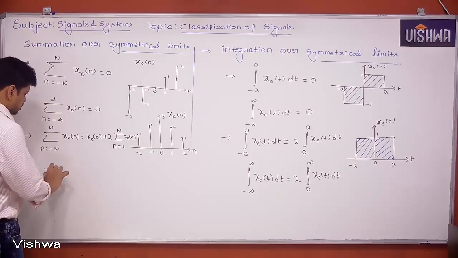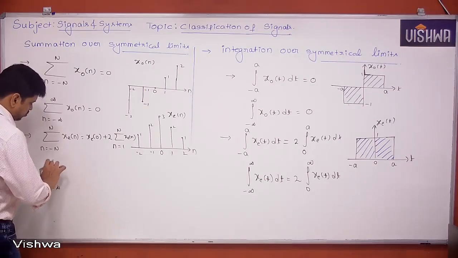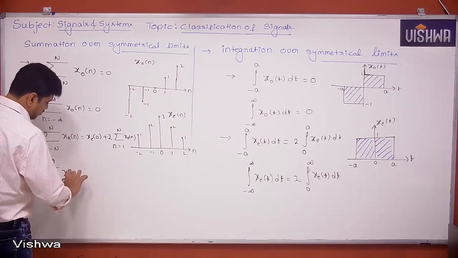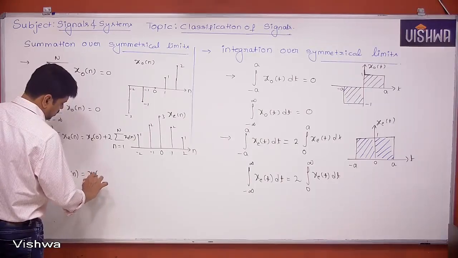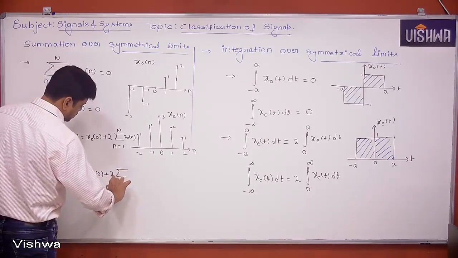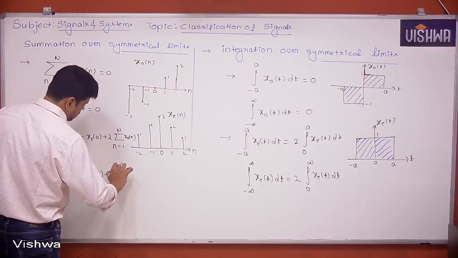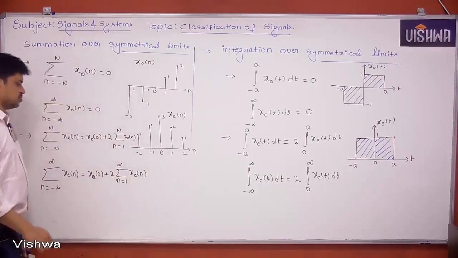We can extend this to infinity also. Summation n is equal to minus infinity to infinity of x even part equals, because 0 is not repeating, we are taking 0 outside: x even of 0 plus 2 into summation n is equal to 1 to infinity of x even. Okay, take it.